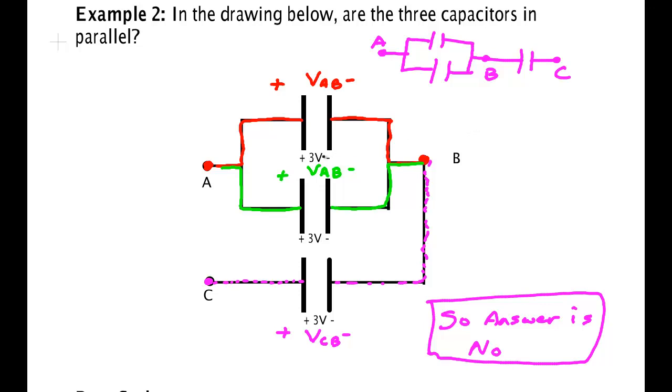Also, notice the voltage across all of them is 3 volts. That doesn't matter. It's not that the number's the same. It's simultaneously measuring the voltage at the same time. That's important. So these capacitors, although they may all have 3 volts on them, are not in parallel.